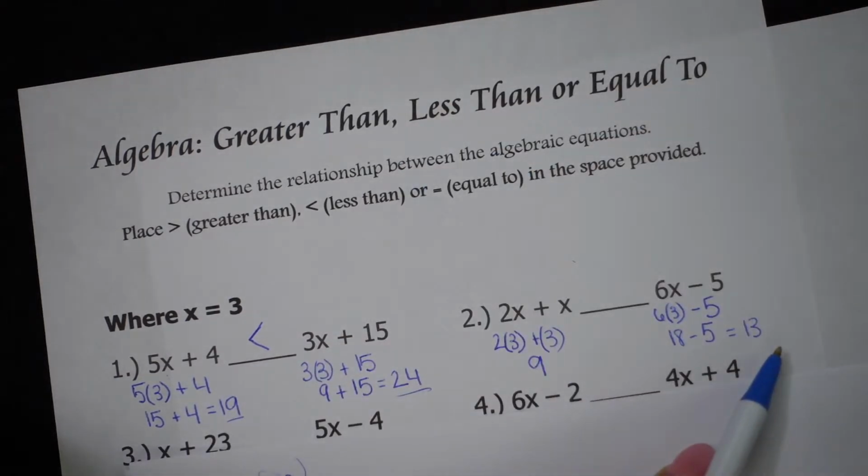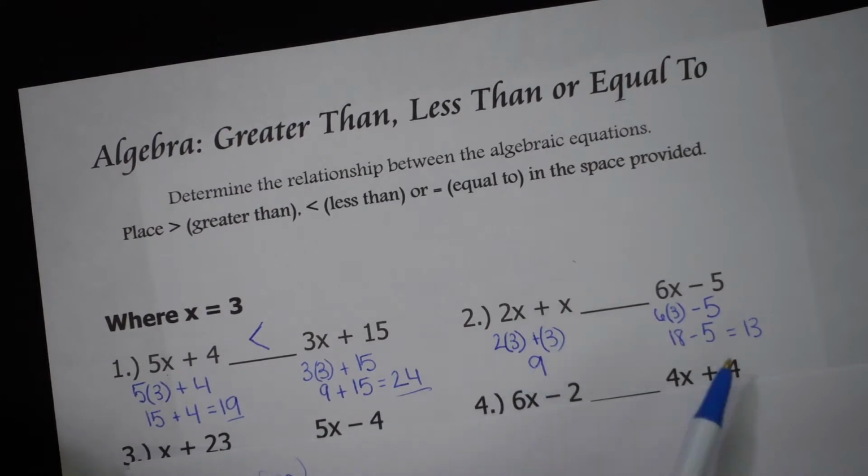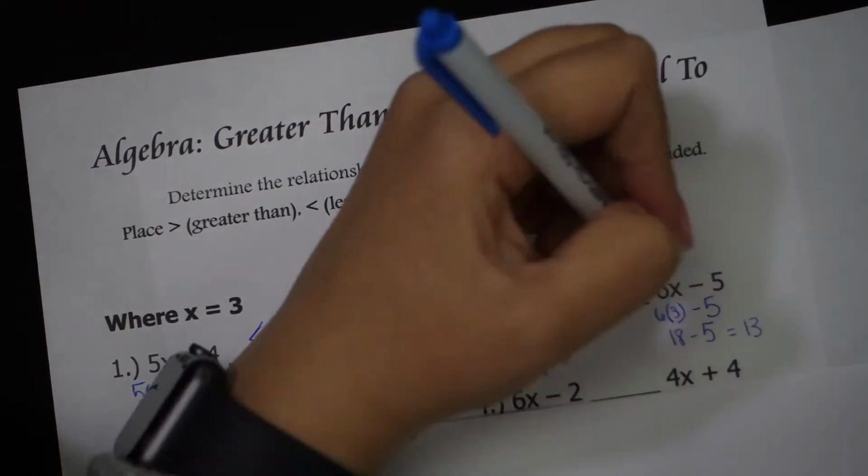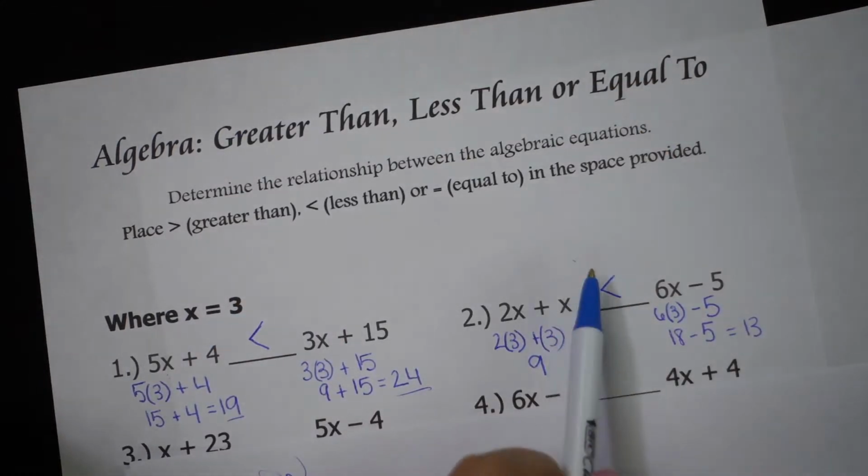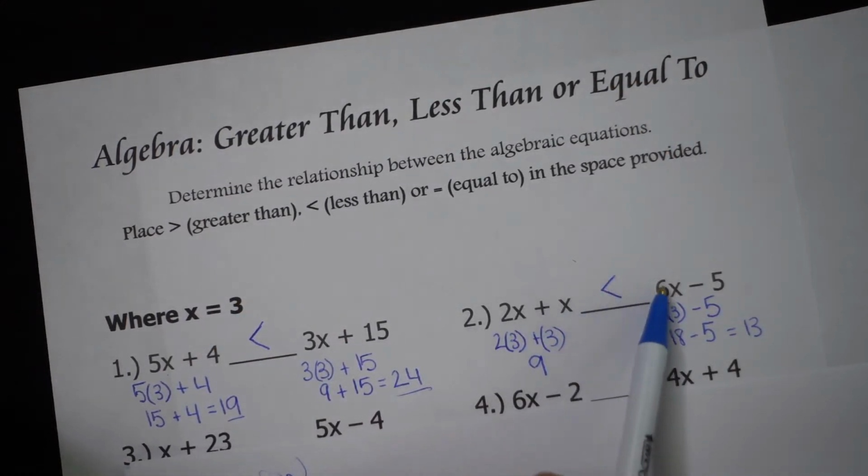Now, which side is bigger? Is 13 a bigger number or is 9 a bigger number? 13 is obviously a bigger number. So we're going to have the bigger side of the less than or greater than symbol facing the bigger number.